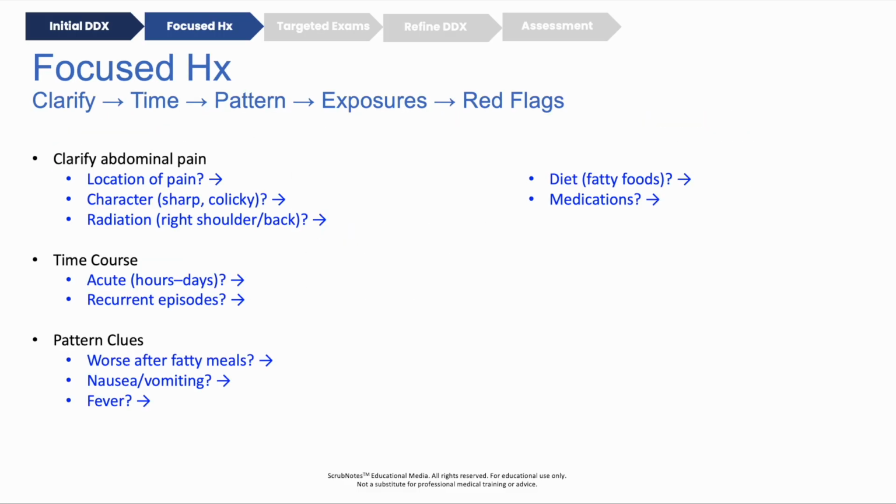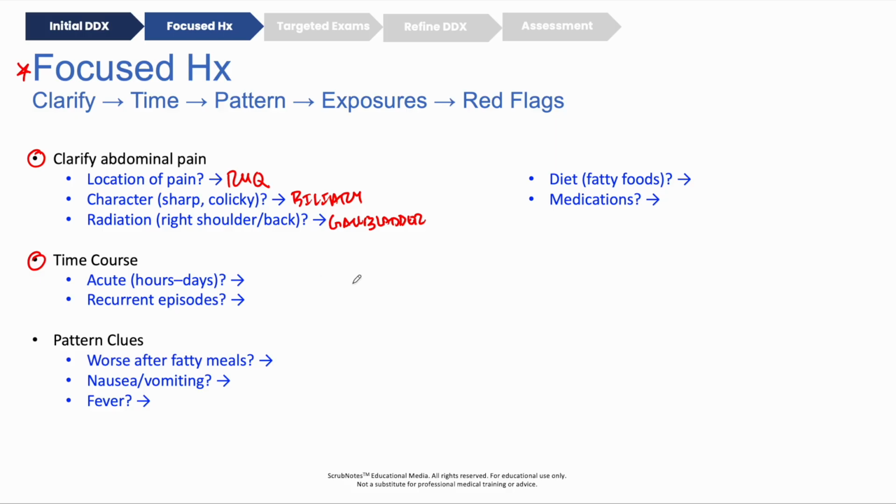This second step in our framework is where we really start to narrow our diagnosis list. So instead of ordering labs, we want to start here first. To begin, let's clarify what they mean by abdominal pain. Where is it located? In this situation, it might be right upper quadrant. Can they describe the character of their pain? Is it sharp and colicky? That might indicate biliary. Does it radiate to the right shoulder or the back? That's pretty classic for gallbladder.